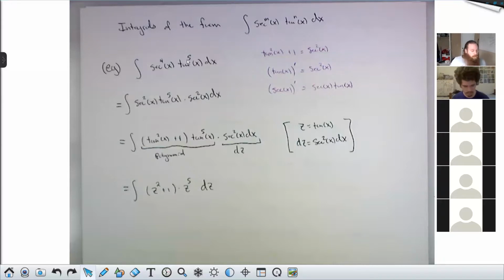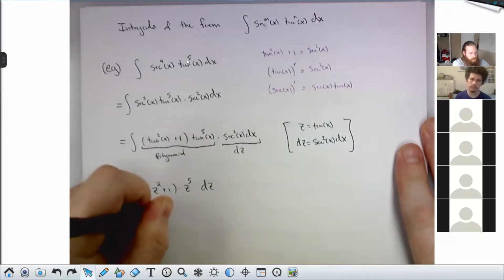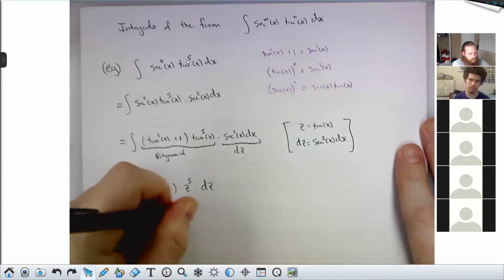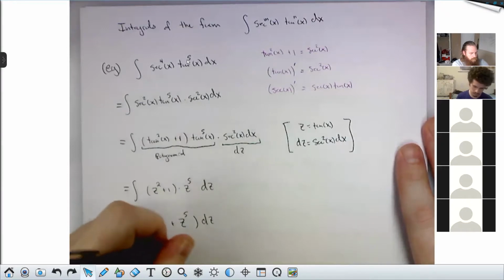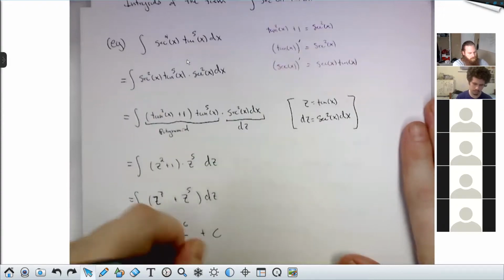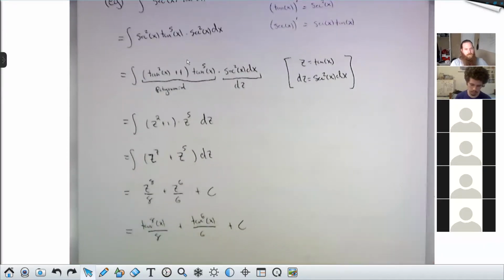So now I distribute my z to the 5th, and I get integral z to the 7 plus z to the 5 dz. Find our antiderivative, which would be z to the 8 over 8 plus z to the 6 over 6 plus a constant. And that z to the 8 is tan to the 8. And this z to the 6 is tan to the 6. And c is c. So this one, not so bad.